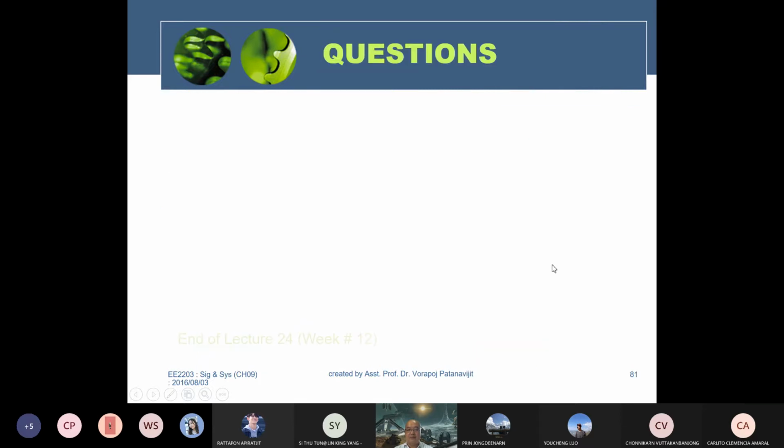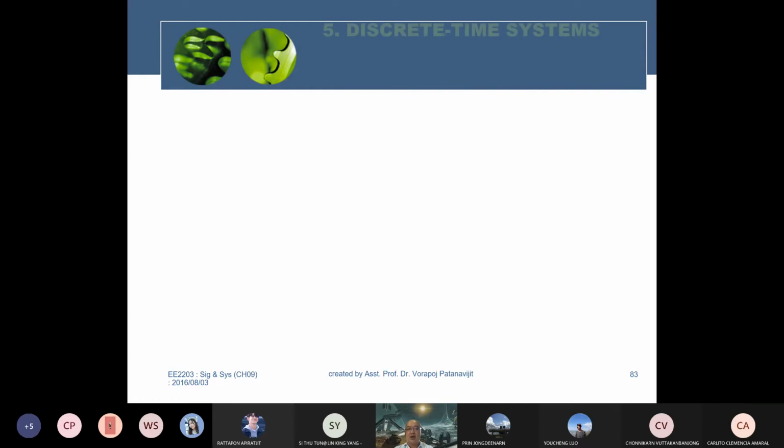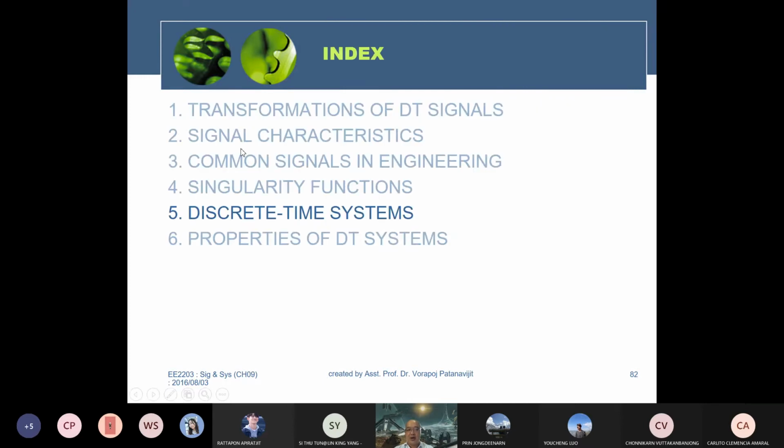This is the unit singularity function. The next topic is the discrete time system. The first 4 topics were about the signal, the discrete time signal. Now the last 2 topics we will consider are about the discrete time system.